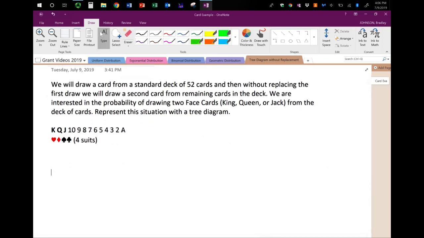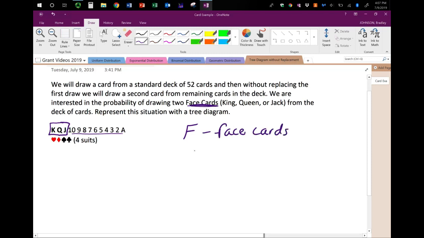Okay, represent the situation with a tree diagram. Now, face cards. Okay, so face cards, I'm going to use F for face card. And then everything else, you see there's King, Queen, Jack, those are face cards. Everything else is just a number card. So I'll use F for face cards, and then I'll use N for any of the number cards. Okay, so we have face cards and number cards.